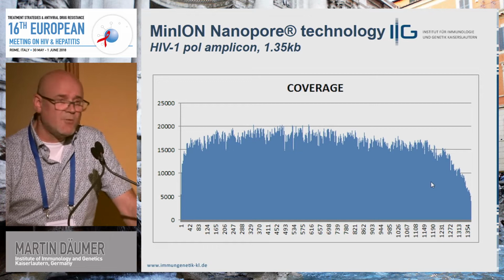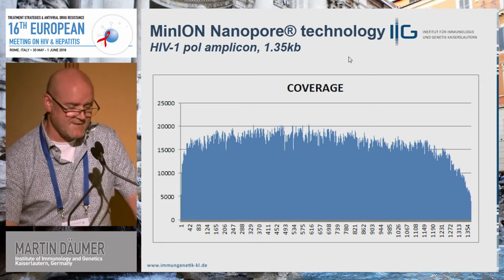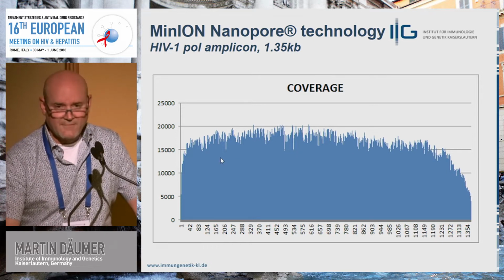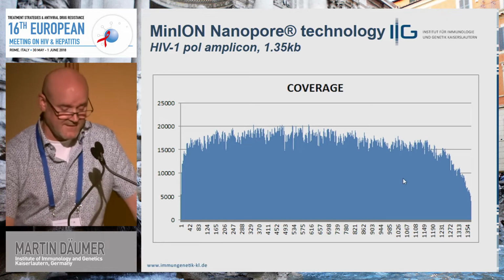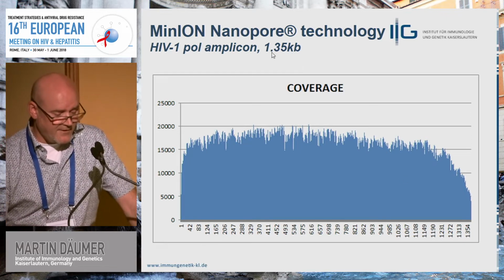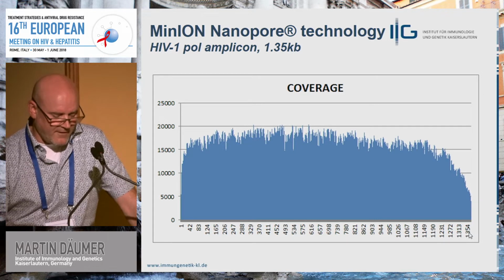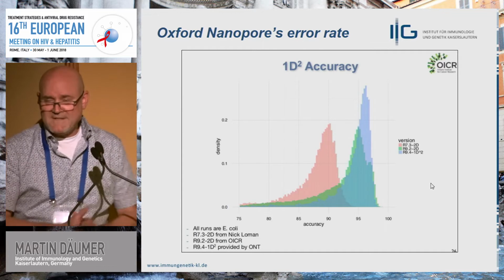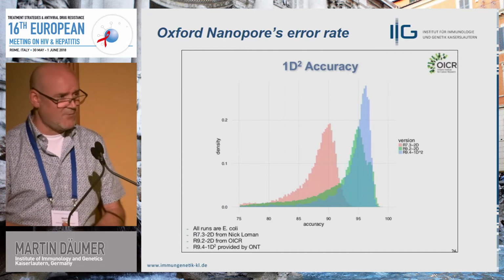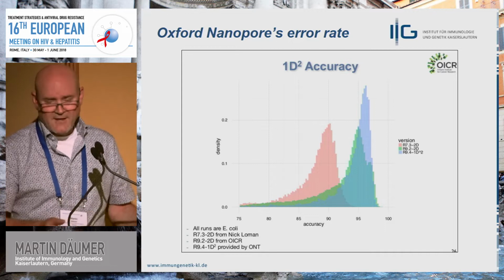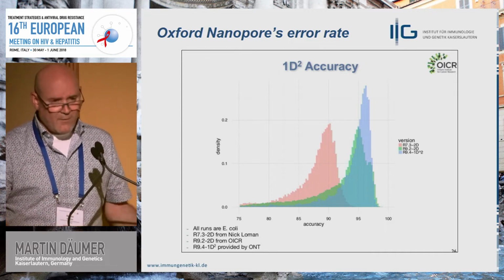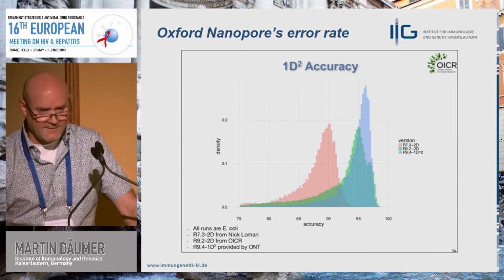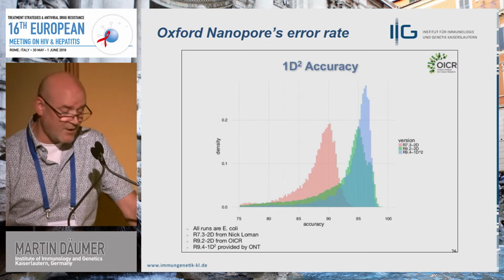So we did some experiments on that with an amplicon just 1.3 kb in length, but we were able to generate more than 10,000-fold coverage of the full-length amplicon, close to 1.35 kilobases. Unfortunately, we have seen that you can't use this in daily routine, because at that time the error rate was extremely high, with more than 20% per position, which is really quite a lot.